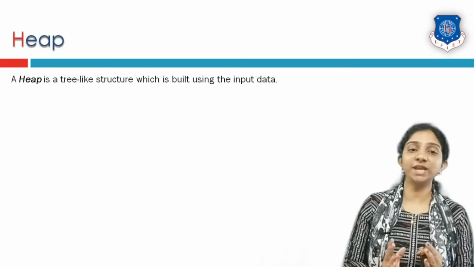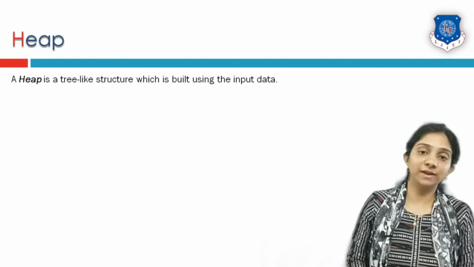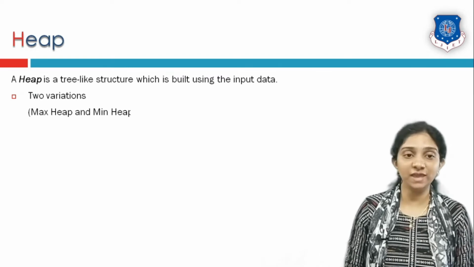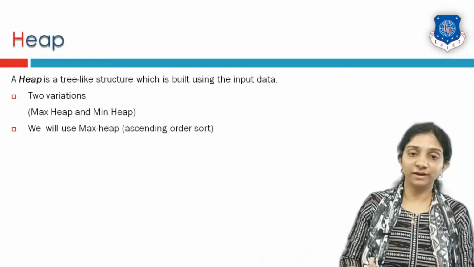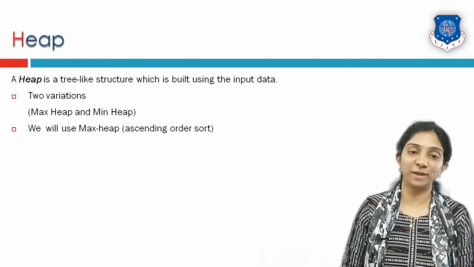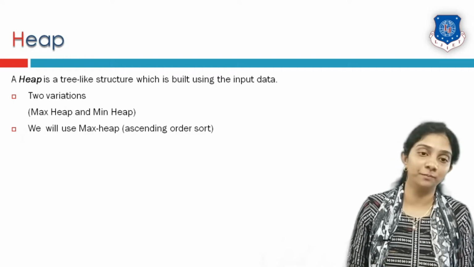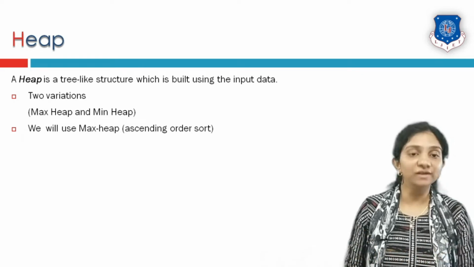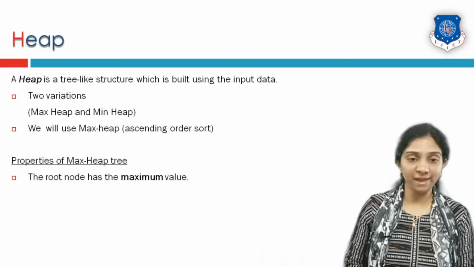A heap is a tree-like data structure which is built using input data given in list form or array form. There are two variations of heap: either you can build a max heap or a min heap. We will see the differences with respect to max heap because we are going to sort our list in ascending order. If we sort the given list in descending order, we would use the min heap structure. Now what is a max heap?